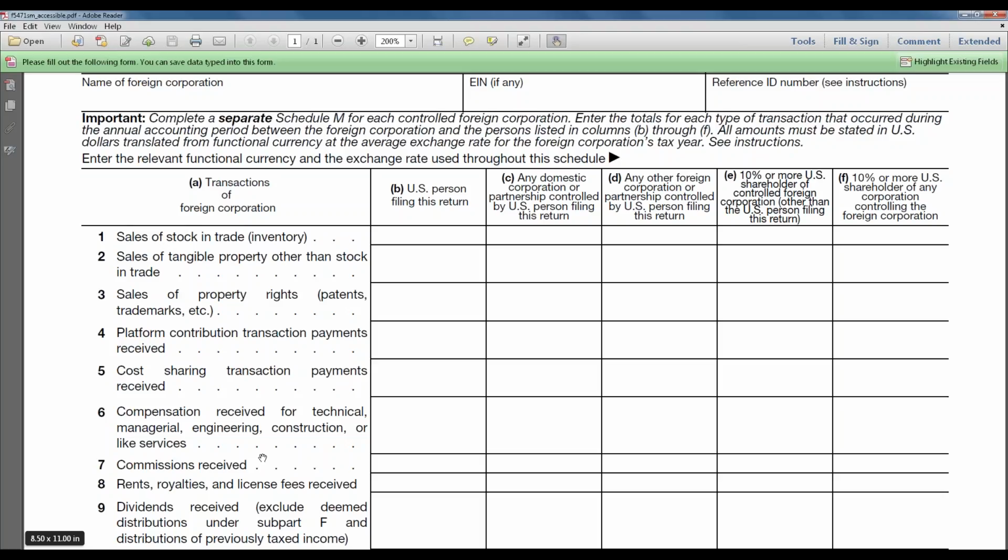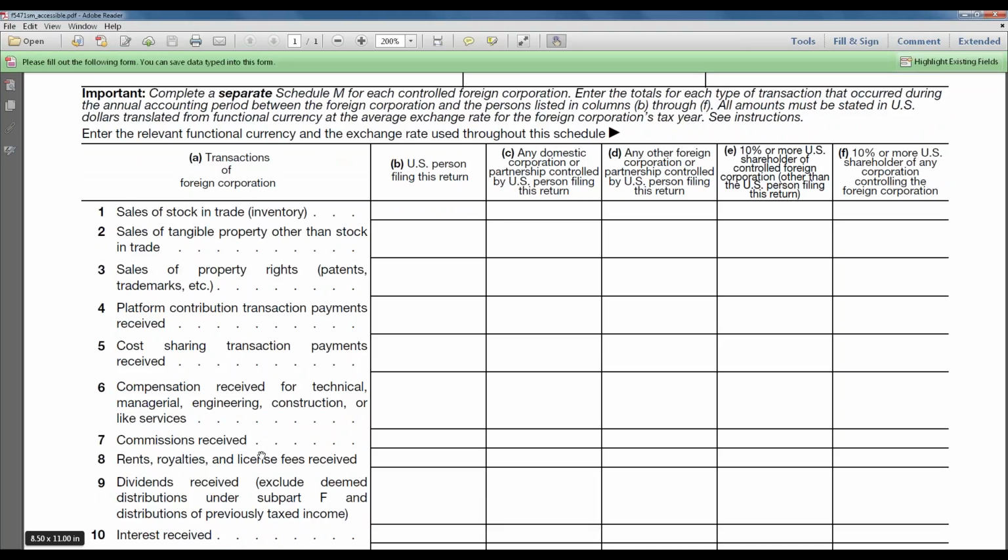And once again, Ken and I do come in and we do kind of a make-believe audit for CPAs who want to get ahead of the curve to see what they should do or what they should clean up. Rents, royalties, and licensing fees.